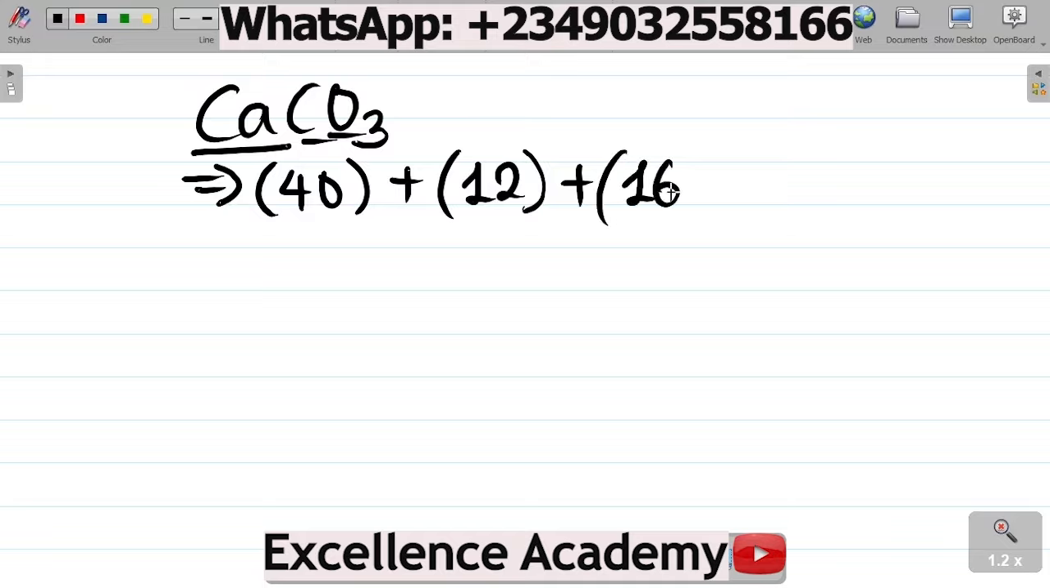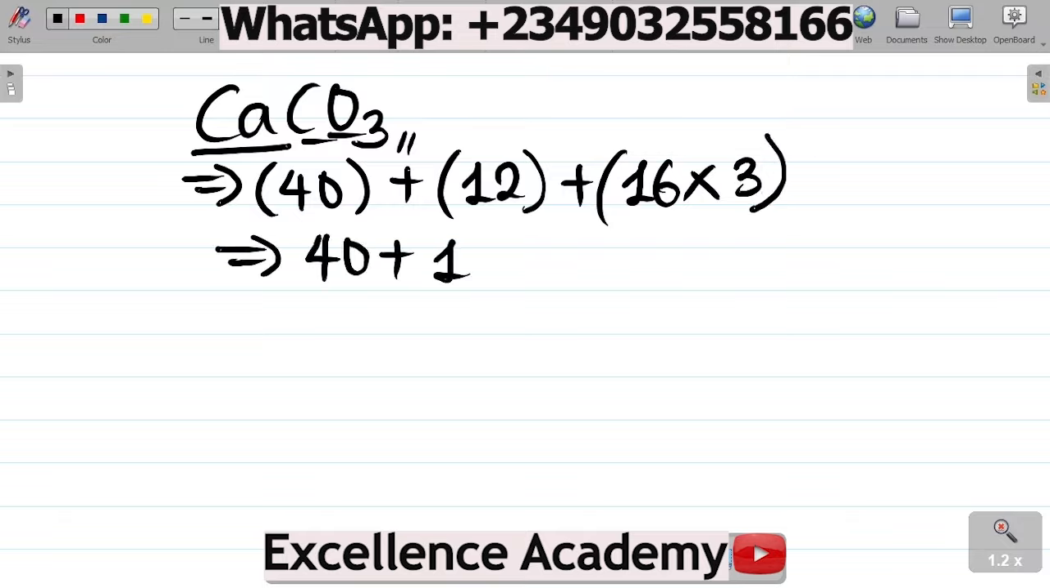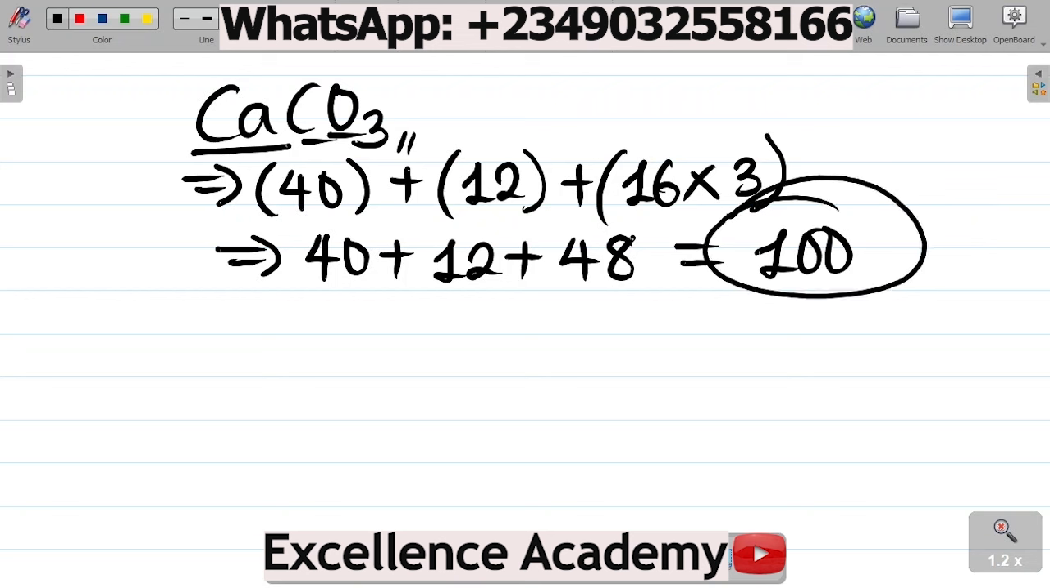So it becomes 16 times the number of atoms, which is 3. If you combine this, it gives you 40 plus 12 plus 48, and this gives you a total of 100. All right. So for calcium trioxocarbonate, that's CaCO3, the molecular mass is 100.